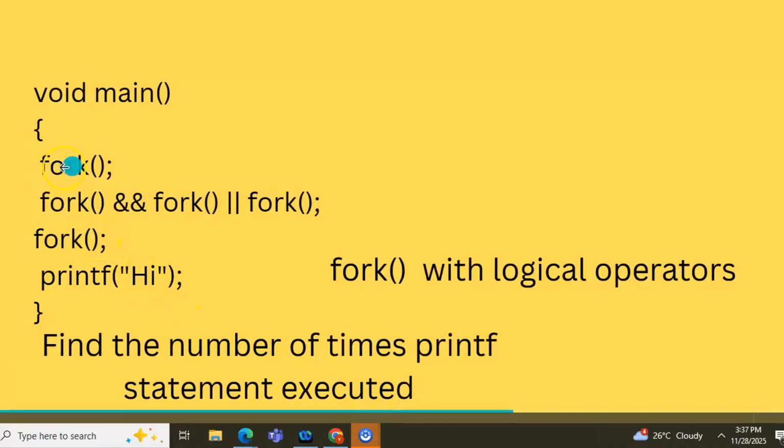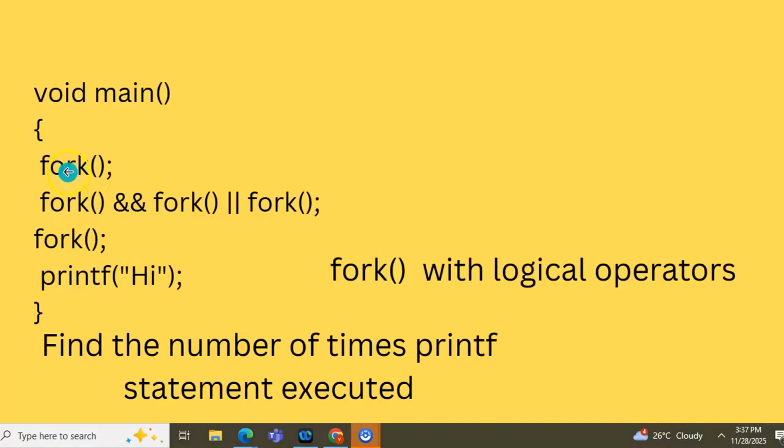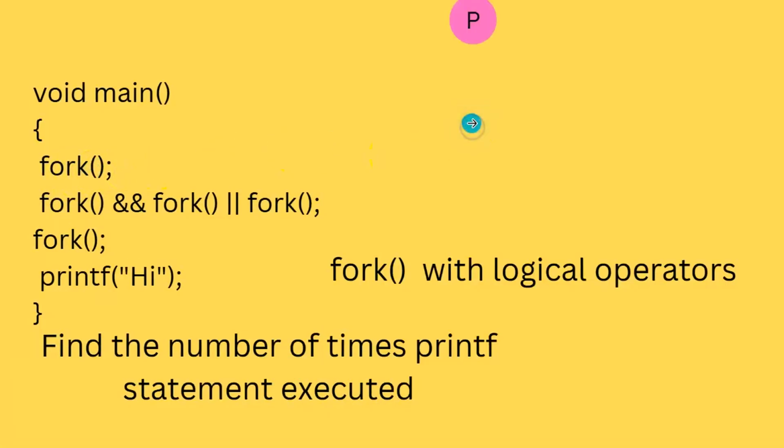First, when this fork system call is executed, what will happen? The parent process will create a child process, so there are two processes, P and C1. That is the result of this first fork system call.